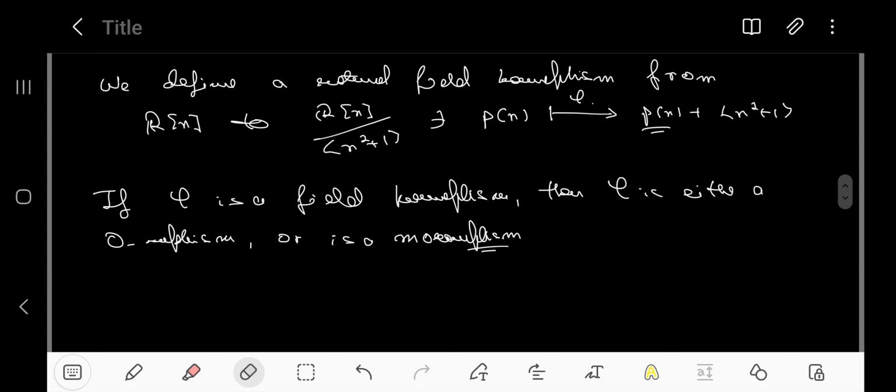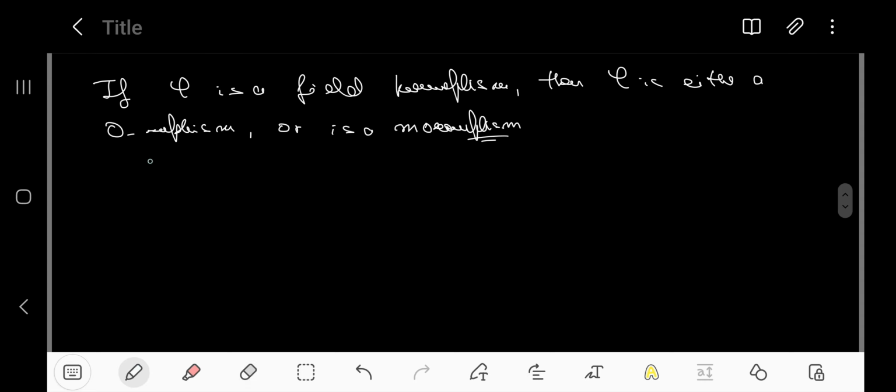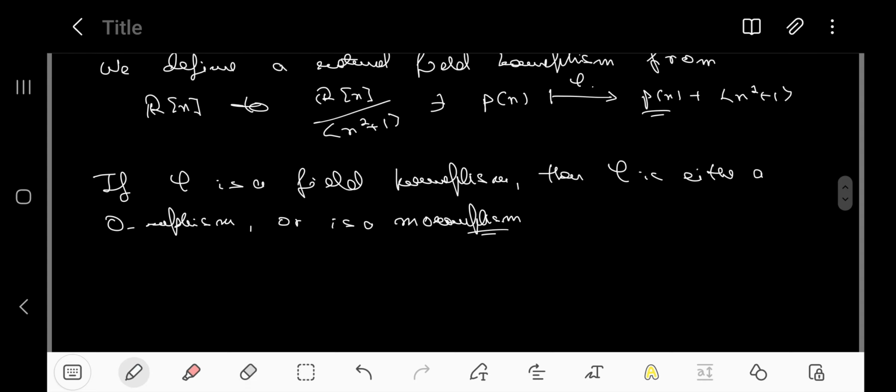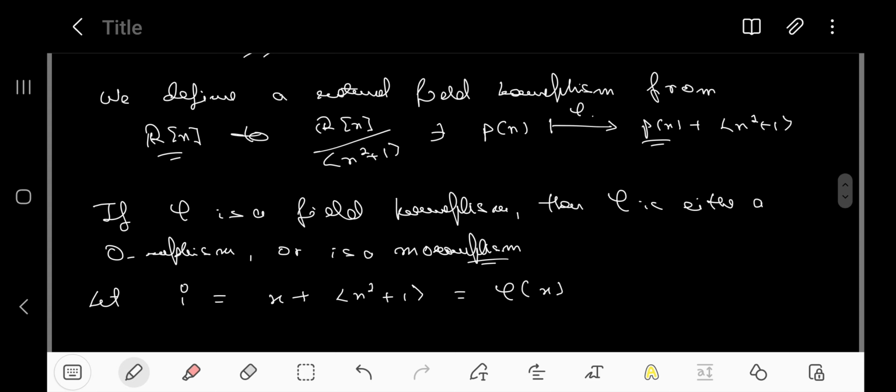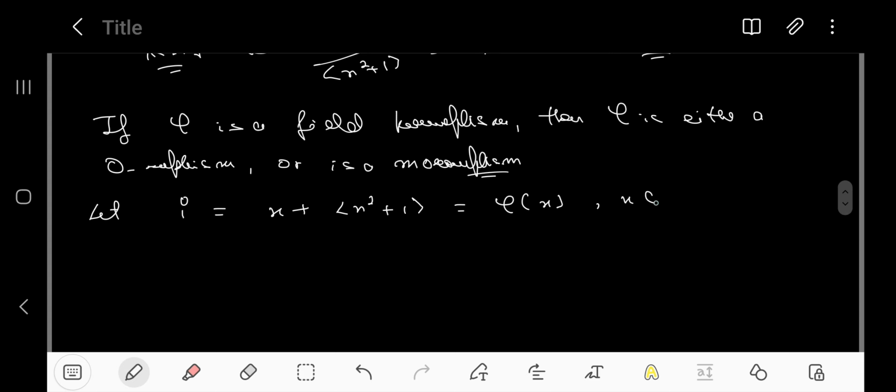Okay, let me use the, okay, 5 will do. So the mapping is clear, right? Now let I be equal to phi of x, which is x plus x squared plus 1, which is nothing but the image of the polynomial x in R[x], clear, where x is in R[x], clear.